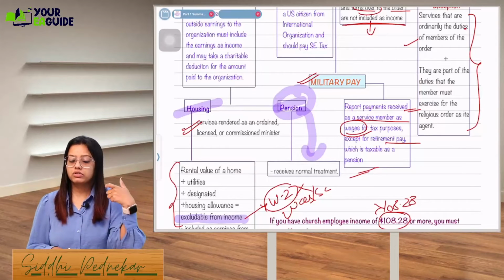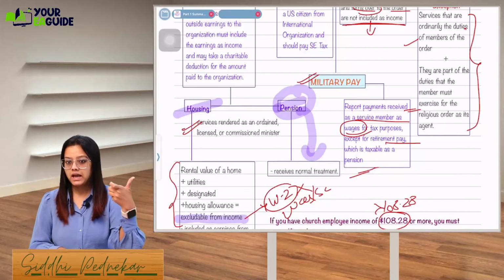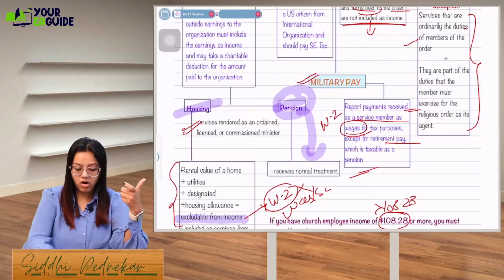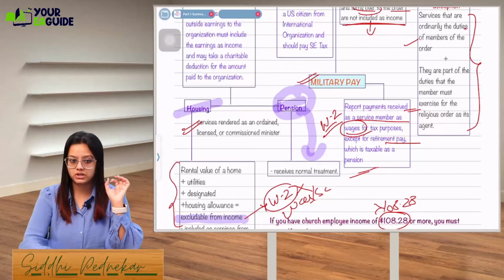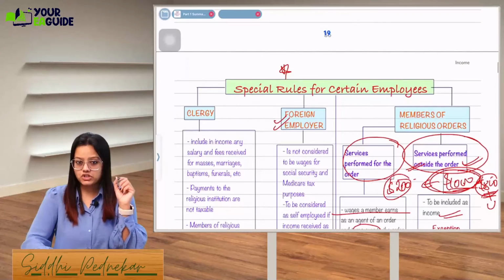But when you receive any payment during the time of services, it will be included with normal treatment, that is W-2 wage income. Got it, guys? This is for certain different types of employer.